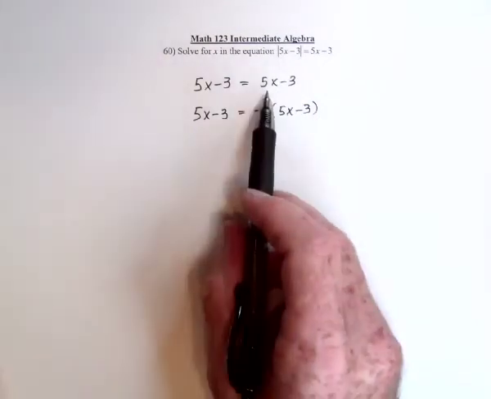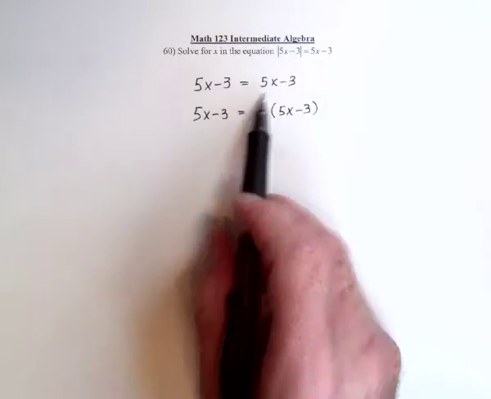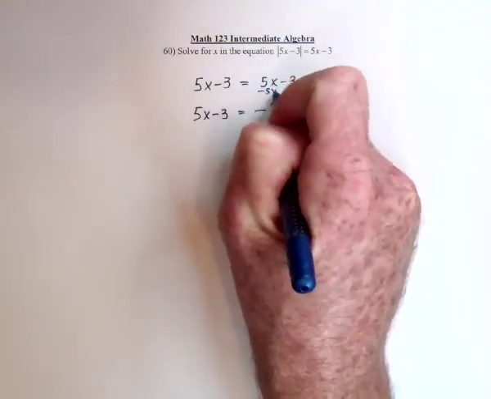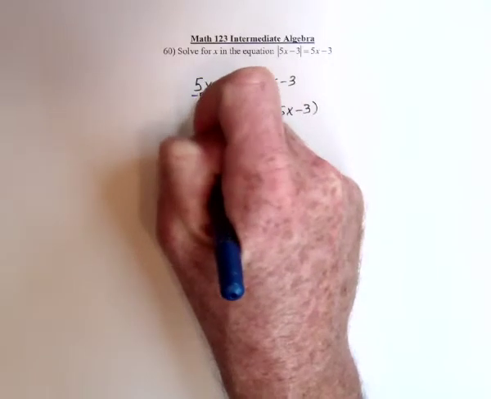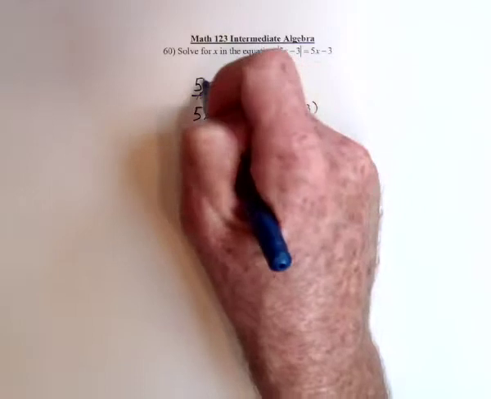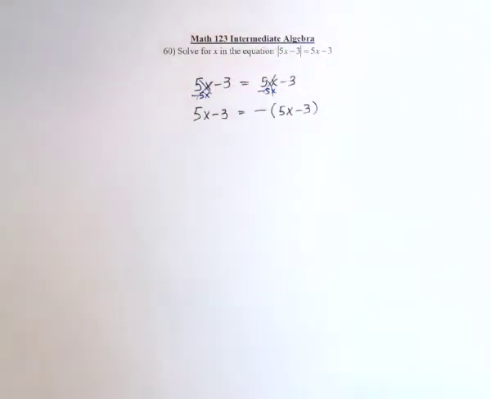So with this one right here, in order to solve, we need to put the x's on one side. So subtract 5x from both sides to move it over here. And what's going to happen is these are going to cancel. All it says is that negative 3 equals negative 3. But that doesn't tell us what x is. So that didn't really help. Okay, hopefully the next one will.